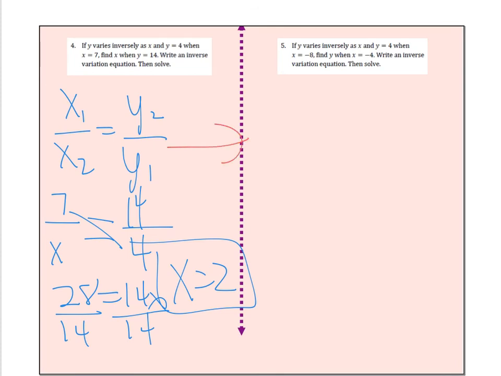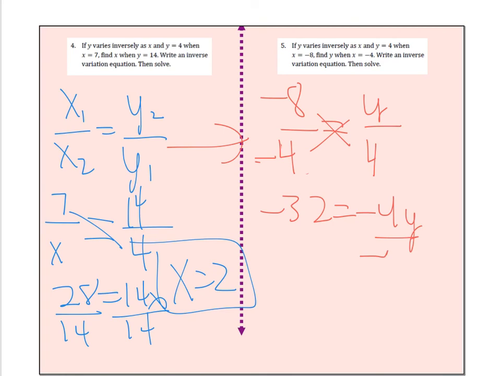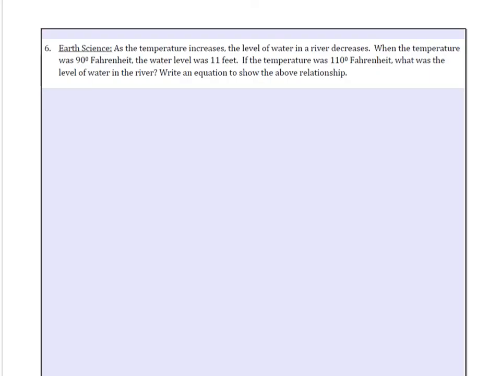So same kind of idea here for number 5. y varies inversely as x, so y equals 4 when x equals negative 8. So first x, first y, second x, second y is what I'm looking for when x equals negative 4. So go diagonal, so negative 32 equals negative 4y. And little solving should be 8 equals y. There's my answer.